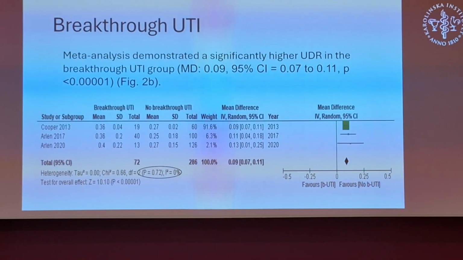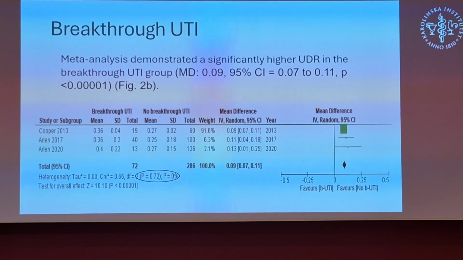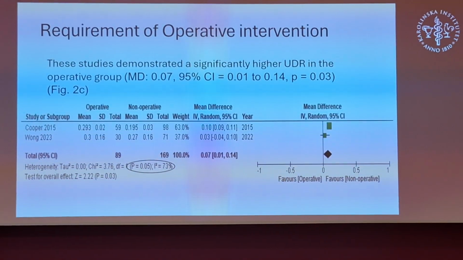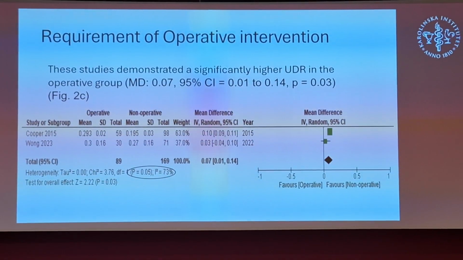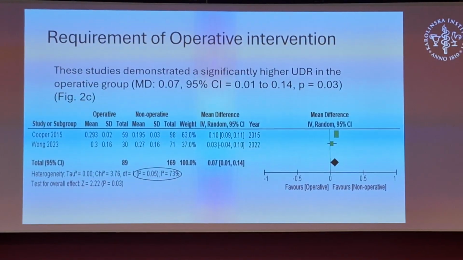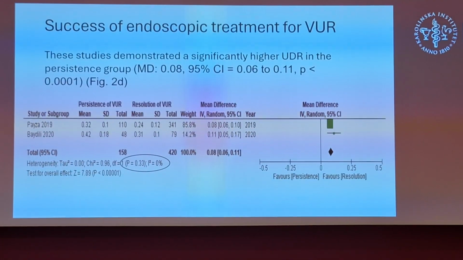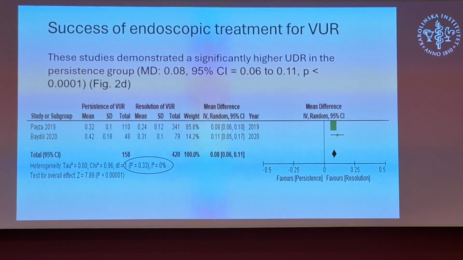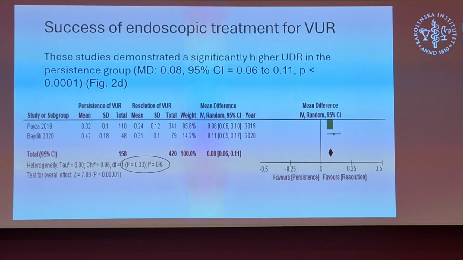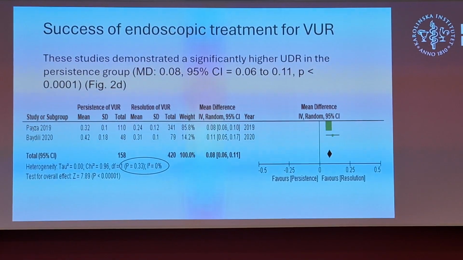The group with multiple breakthrough UTI episodes was associated with significantly higher UDR. However, this heterogeneity was neither substantial nor statistically significant. We could also attribute significantly higher UDR values to the patients who required surgery as an operative intervention. And the heterogeneity was substantial and statistically significant for this outcome. The study also demonstrated that there was a significantly higher UDR associated with persistence of VUR post-endoscopic intervention. However, the heterogeneity was neither substantial nor statistically significant.